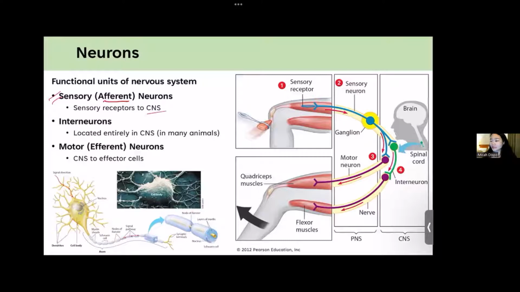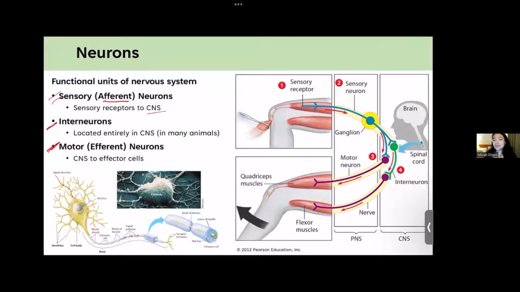The second one, we have our motor neurons. And these motor neurons convey information from your central nervous system to your effector cells. So what are your effector cells? Essentially, these can be your muscles or your glands, etc. And third, we have our interneurons. So our interneurons connect our sensory and motor neurons. And in most animals, this is located entirely in the central nervous system.